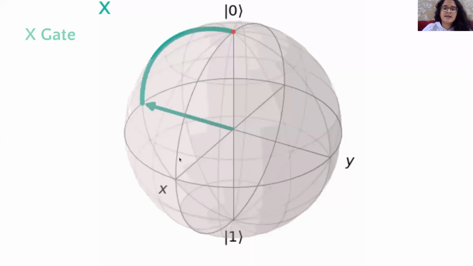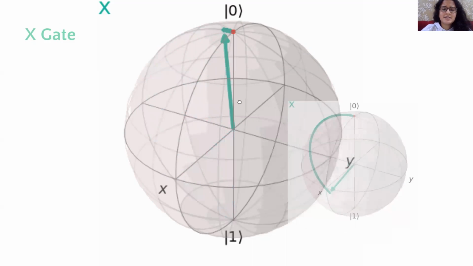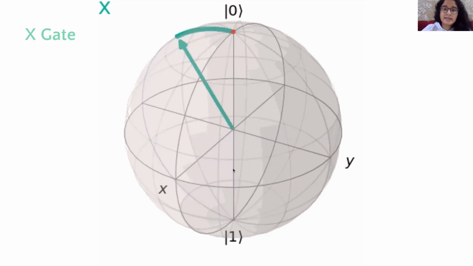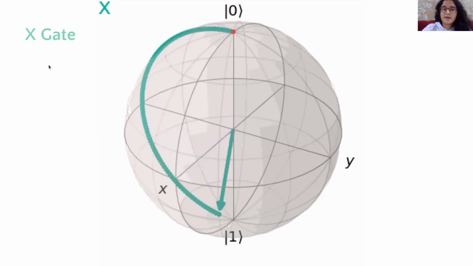So let's look at our first gate of discussion, which is the X gate. If you can see, our initial state is ket 0 and the final state is ket 1. What is essentially happening is a 180-degree rotation about the x-axis. So whatever our initial state is, it will be rotated by 180 degrees about the x-axis if we apply the X gate to it. That is the effect of this particular gate as a visualization on the Bloch sphere.